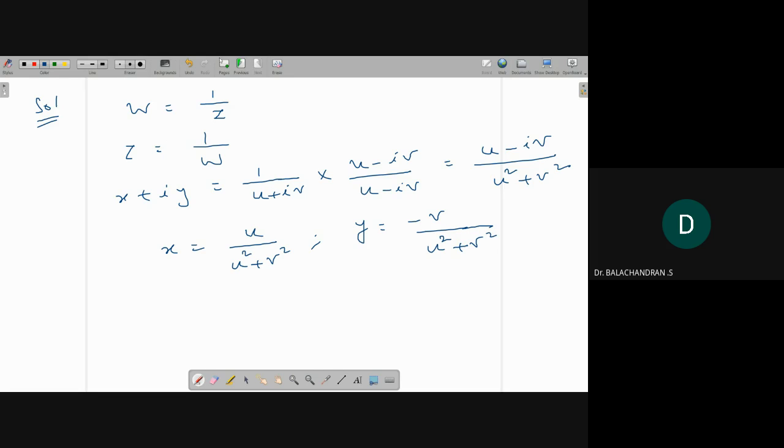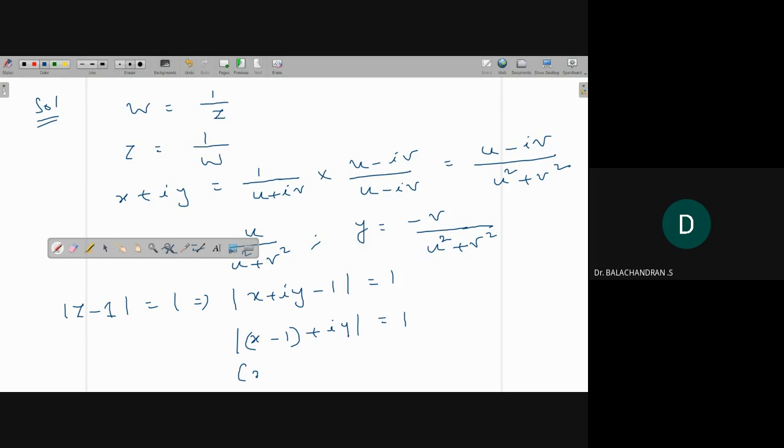So the circle equation is what? Mod Z minus 1 equal to 1. So substitute Z equal to X plus iY, minus 1 equal to 1. So write the real and the imaginary part. This is X minus 1 whole square plus y square equal to 1 square. Now you know that this is a circle in the Z plane, centered at 1, 0, and the radius is 1.